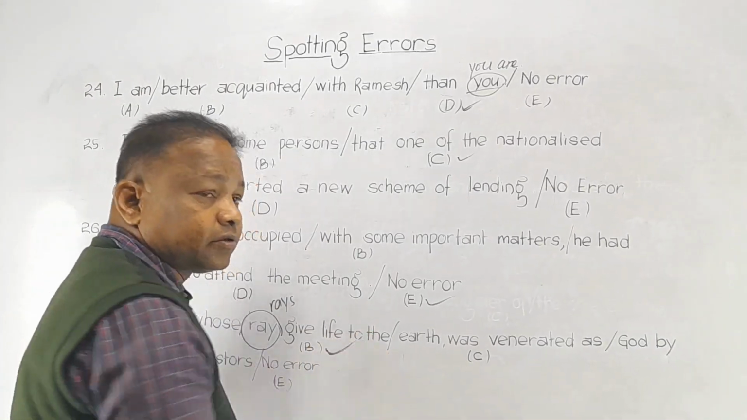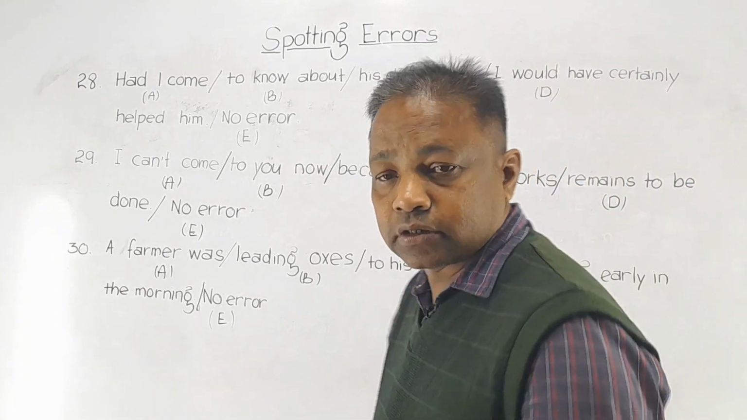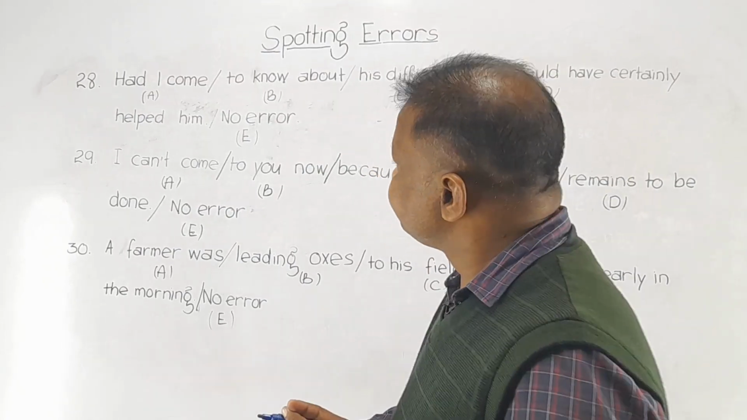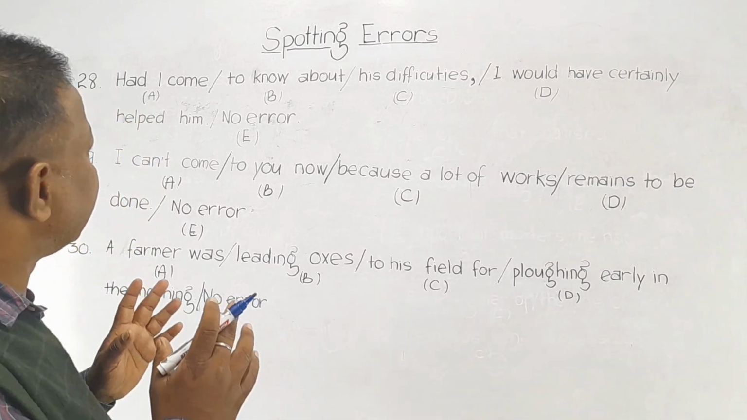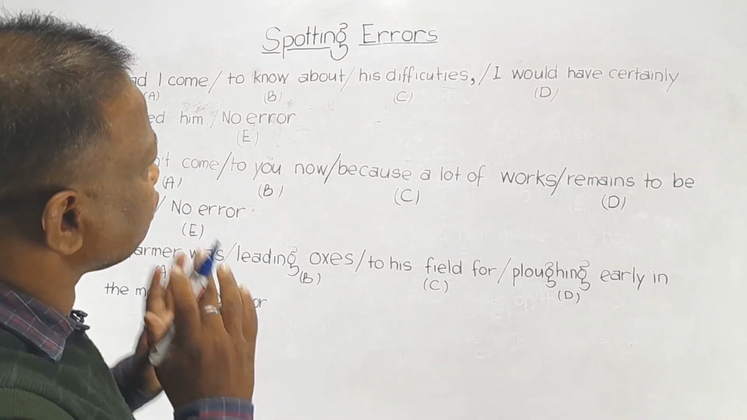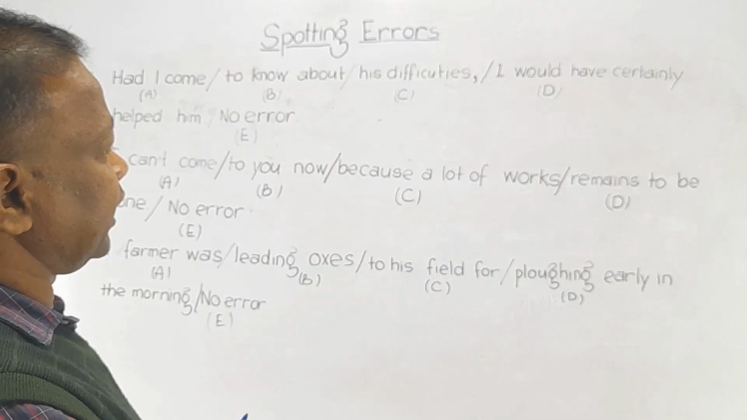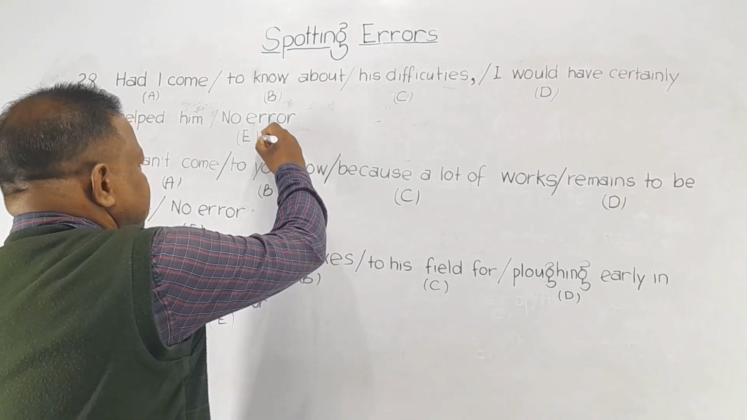Okay, question number 28. Had I come to know about his difficulties, I would have certainly helped him. Let's find out the error in 28. Part A, no error. In part B, no error. In part C, no error. Let's think about part D. Part D, I would have certainly helped him. No error. Yes, answer is no error.